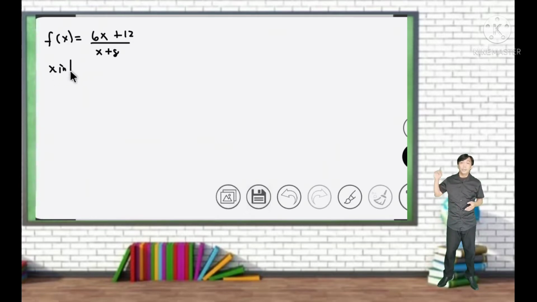X-intercept. Paano ba kunin ang x-intercept? Makinig. Whatever value daw ng numerator natin, equate lang daw natin sa 0. Lagay lang daw natin ng is equal to 0. So, dito, ang numerator natin, which is 6x plus 12, equate lang daw sa 0. Then, let us now try to find the value of x.